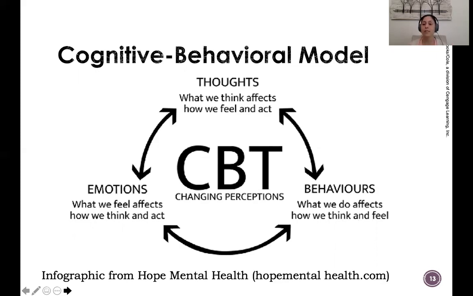Okay, and notice there are double-headed arrows on each of these, again illustrating that everything influences everything else. Emotions influence thoughts and behaviors, behaviors influence emotions and thoughts, thoughts influence emotions and behaviors, and it just goes round and round. With CBT, we choose to focus on the thoughts first. With behavioral therapy, you can imagine, they choose to focus on the behaviors first.